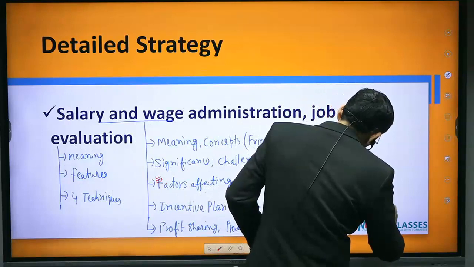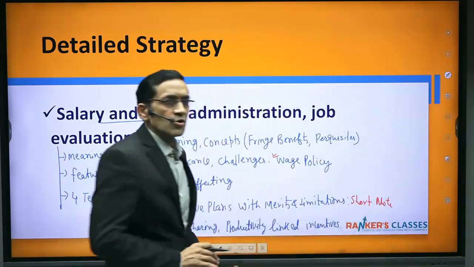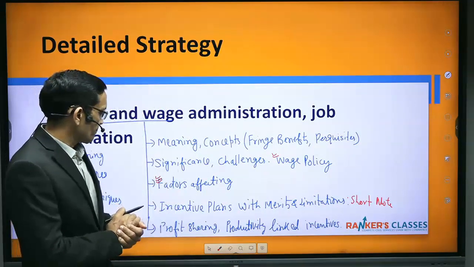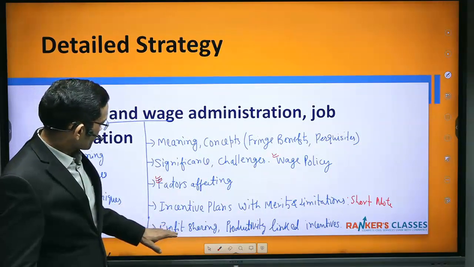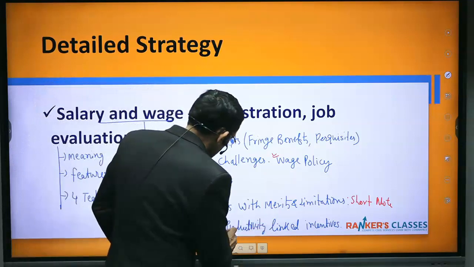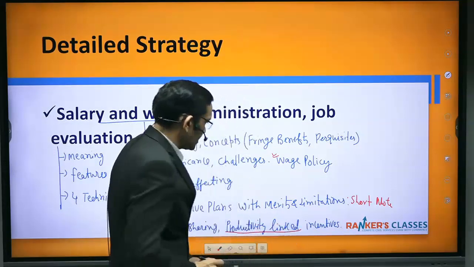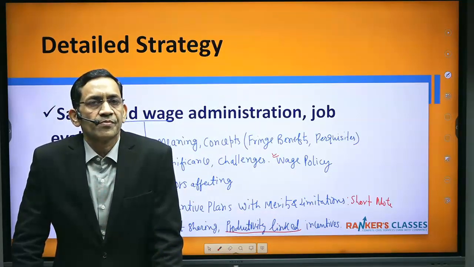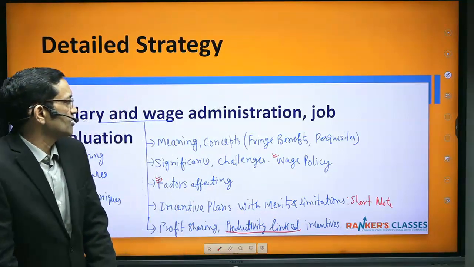About each plan, you should be clear about 2-3 positive points and 2-3 negative points. So that would suffice. And here, profit sharing, productivity linked incentives. So that is important, productivity linked incentive. Even UPSC has asked question on productivity wage. So that is salary and wage administration.